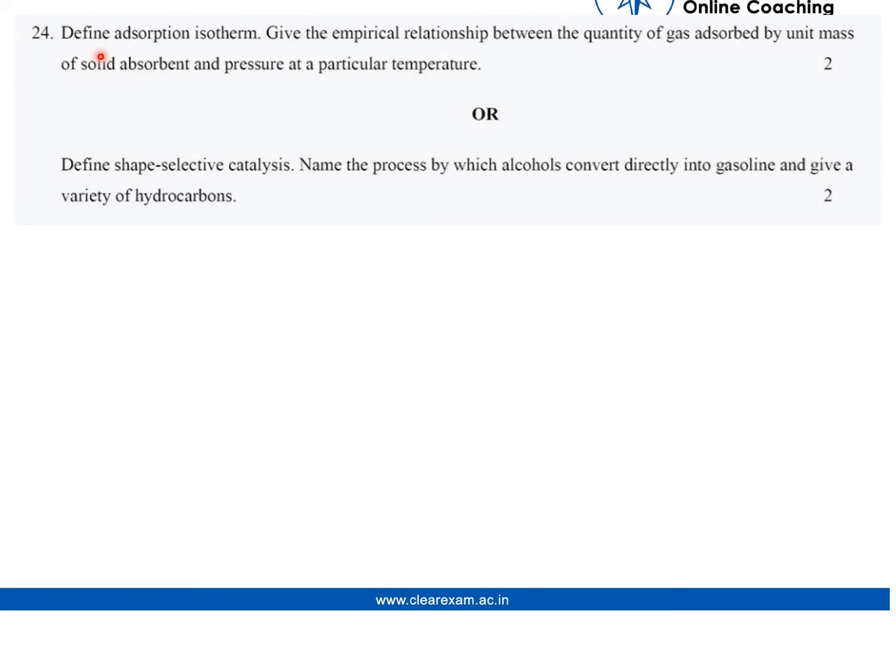Hello, so today's question is: define adsorption isotherm, and give the empirical relationship between the quantity of gas adsorbed by unit mass of solid adsorbent and pressure at a particular temperature. Or the other question is: define shape selective catalysis. Name the process by which alcohol converts directly into gasoline and gives a variety of hydrocarbons.